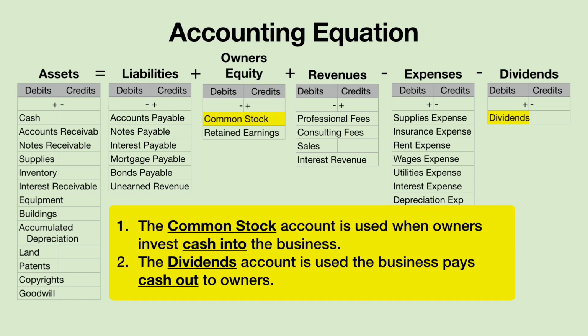Common stock is the account we use when investors give cash to the business. So when cash comes into the business, we record that in the common stock account. And when cash goes back to the owners, we call that a dividend. So when the owners put cash into the business, that's a common stock. And when cash goes back to the owners, that's called a dividend.